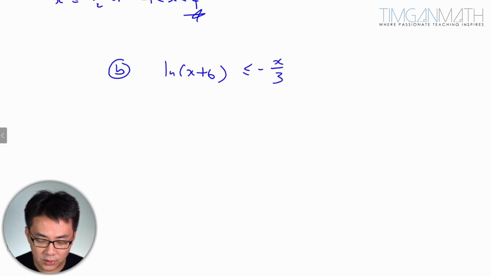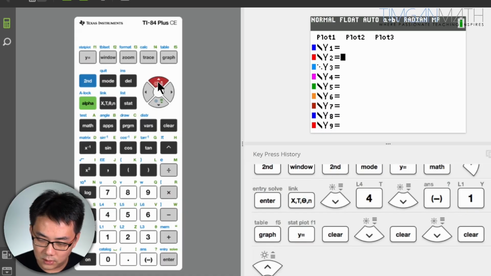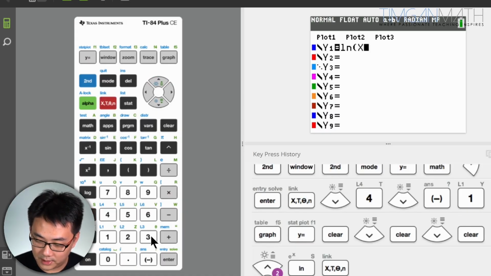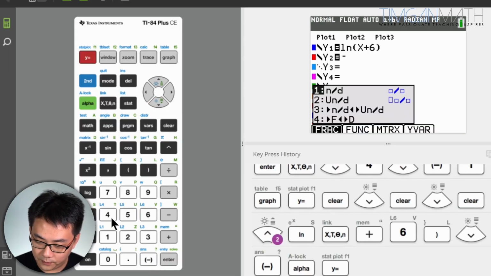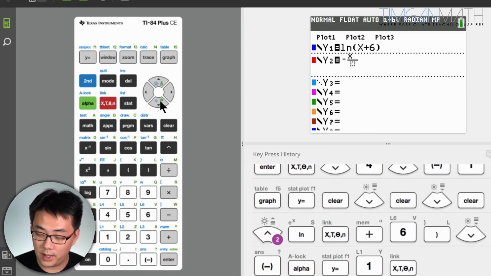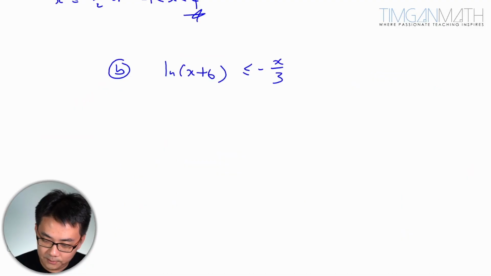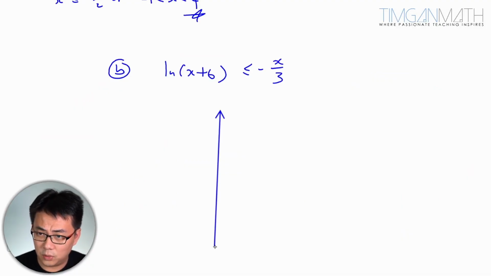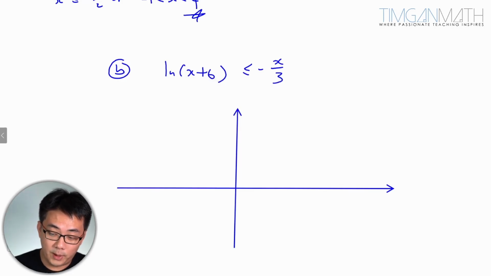Then what we need to do is key in the calculator here, ln of x plus 6, and then this one will be -x/3. This is the graph here. Now this is the important part, very important. You solve this one here. This is 3 marks only. I mean, 3 marks is quite a lot. It's 1.5% of the oral paper.